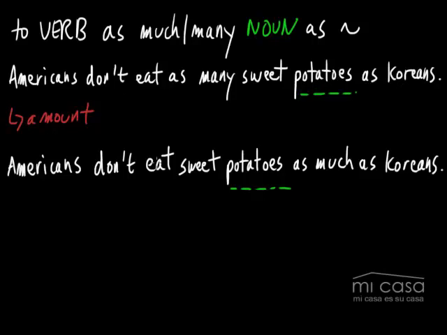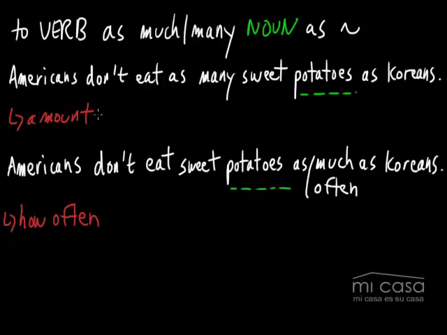But in this sentence, we're not really talking about the amount. That's not really the meaning that I get from this sentence. In this sentence, we're talking about how often Americans eat sweet potatoes, as opposed to how often Koreans eat sweet potatoes. So let's say Koreans eat sweet potatoes once a week. Americans eat sweet potatoes once a month. Well then, in that case, you would want to say this: Americans don't eat sweet potatoes as much as Koreans. And actually, in this sentence, you could even change it. You could just say, Americans don't eat sweet potatoes as often as Koreans. And it's pretty much the same meaning.